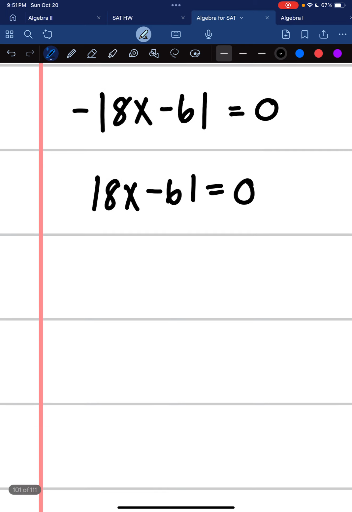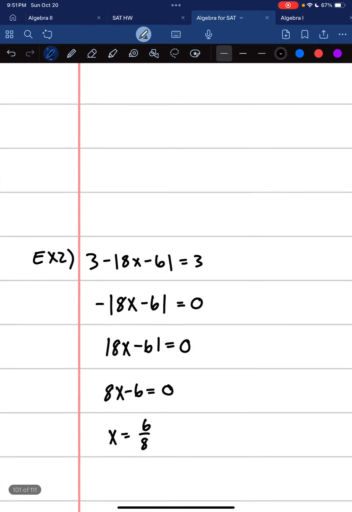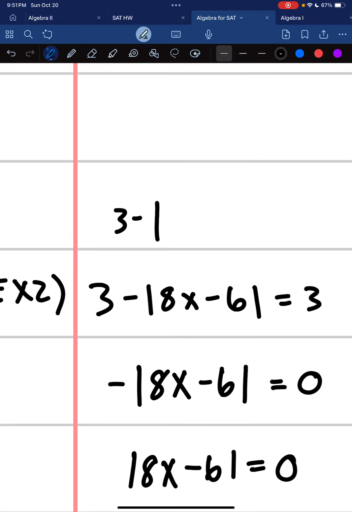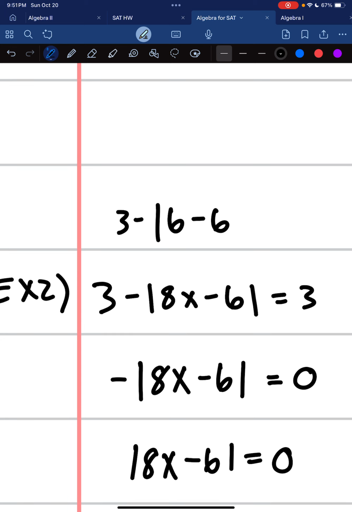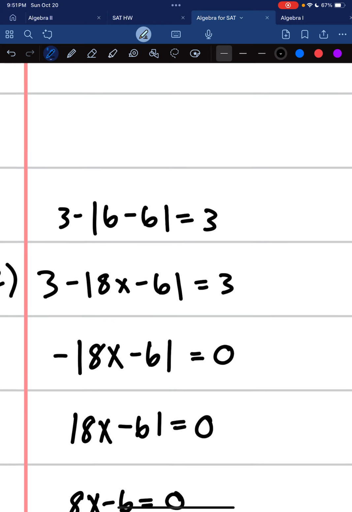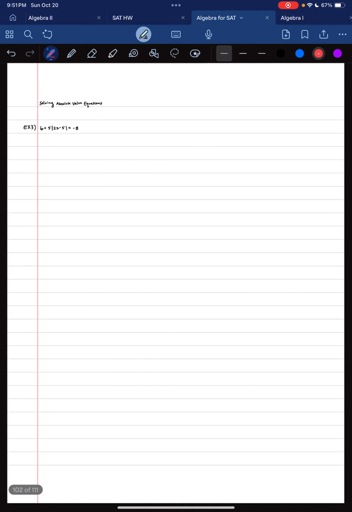And now, obviously, there's no positive or negative 0. So there's no need to set this equal to two separate equations. We just do 8x minus 6 equals 0 and just solve it like that, right? So x is going to be equal to 6 over 8. And we can go ahead and plug this in. So 3 minus absolute value of 8 times 6 over 8, which is 6 minus 6 equals 3. So basically 3 minus 0 is 3, which is true. So we know that that solution works.